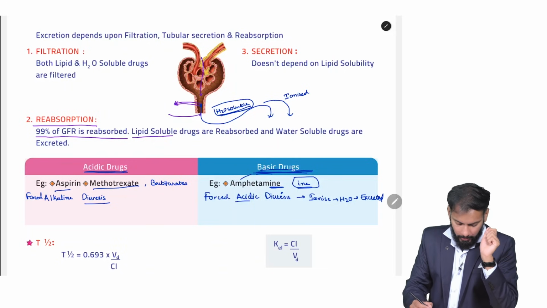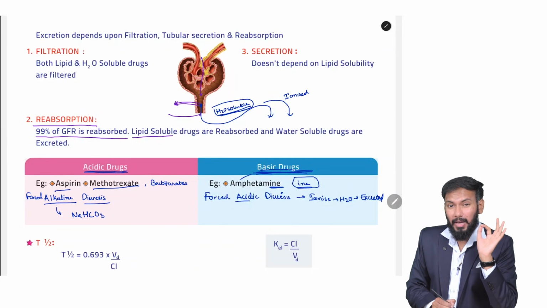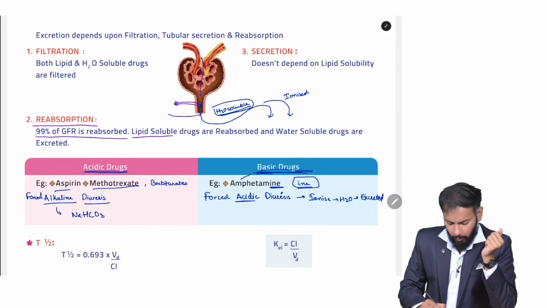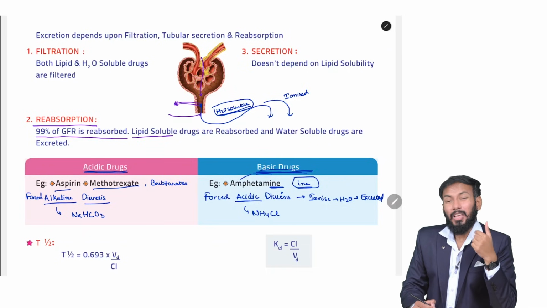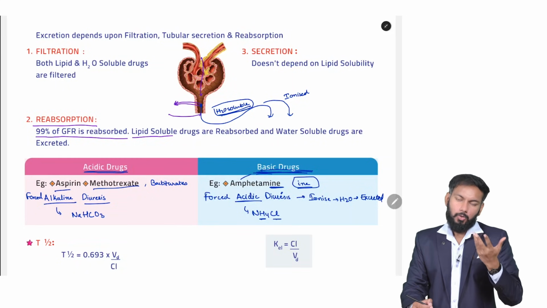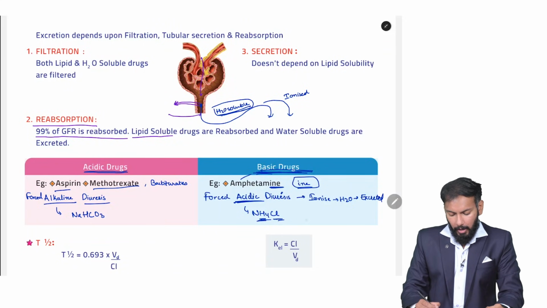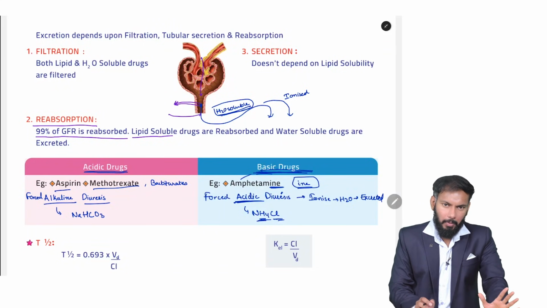So how can you make the urine alkaline? You already know this by giving bicarbonate, that is sodium bicarbonate, because it is alkaline. Now acidic, it is by ammonium chloride. If you cannot remember this, you can see in the ammonium chloride H and Cl is present. So HCl is acidic. So forced acidic diuresis is done by ammonium chloride. This is what I want you to remember.